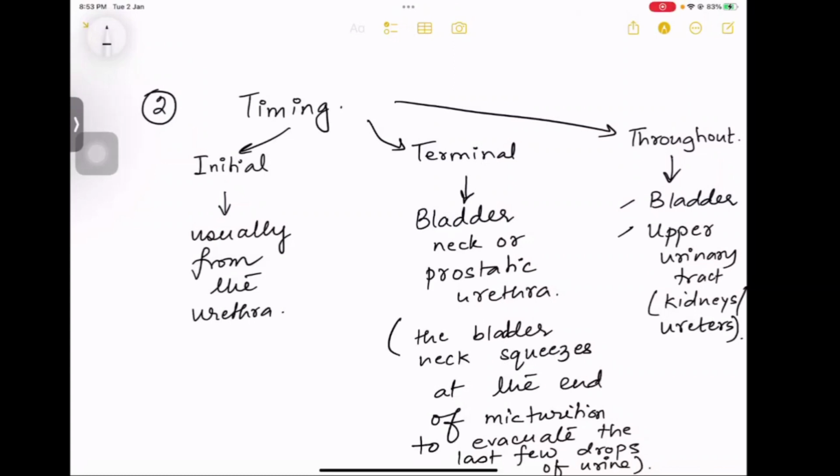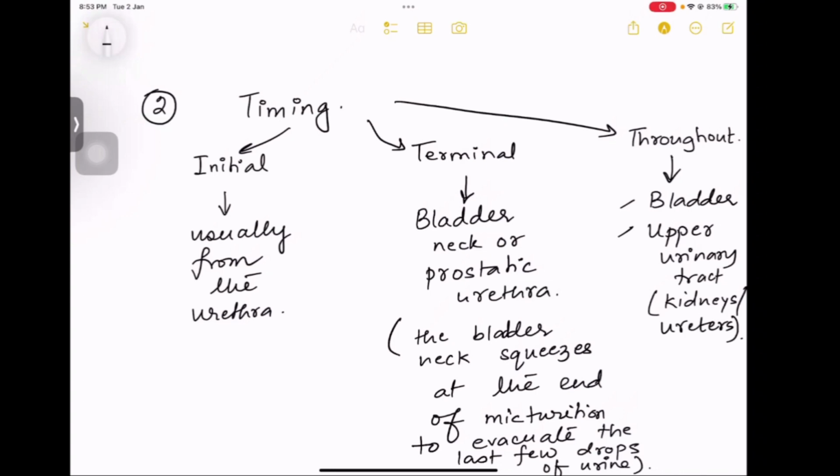Is the blood coming out in the initial part of the voiding of urine, in the terminal part, or throughout? When you void the urine, the blood is present. If it is initial, that means some problem is there in the urethra. If the blood is present at the terminal part of voiding, then it could be from the bladder neck or prostatic urethra.